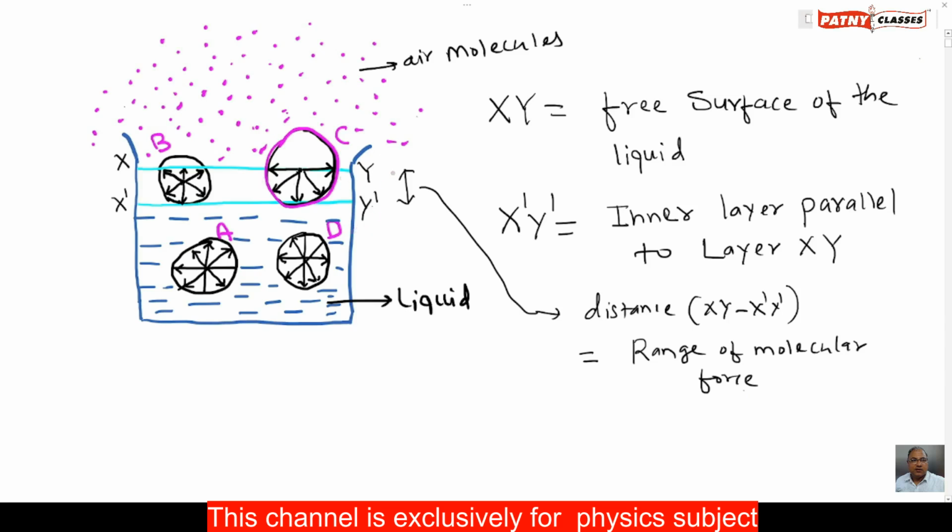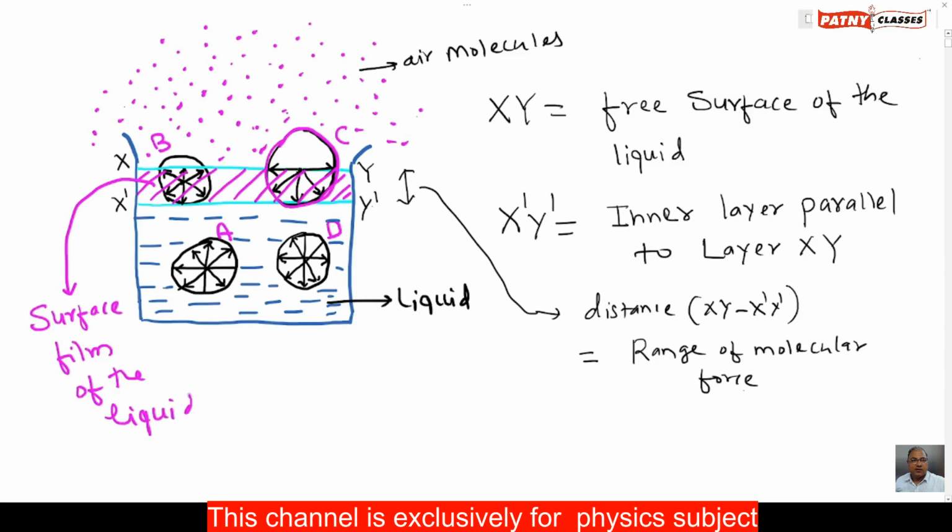And so this section of the 2 layers is the surface film of the liquid. This section of the two layers is nothing but the surface film of the liquid.